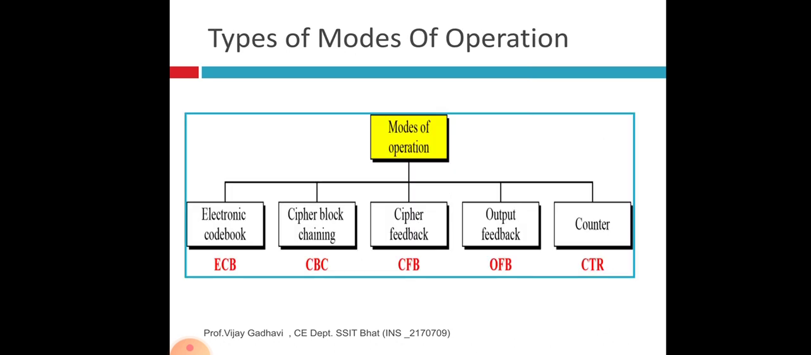Types of modes of operation. The modes of operation are electronic code book, cipher block chaining, cipher feedback, output feedback, and counter. The counter is mainly used to count numbers, iterations, or execution cycles.